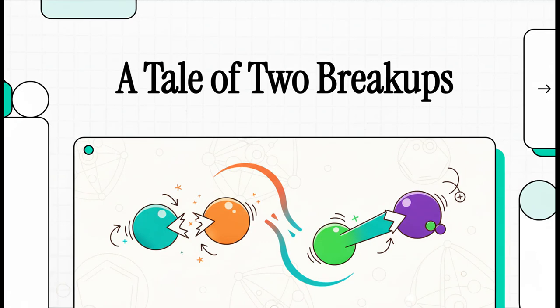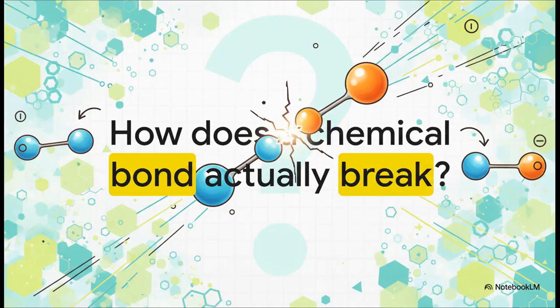In the world of chemistry, not all breakups are created equal. Today, we're diving into how chemical bonds decide to, well, call it quits. And it really is a story of clean splits versus some pretty messy divorces, all happening at an atomic scale. So let's just jump right in with a big question.